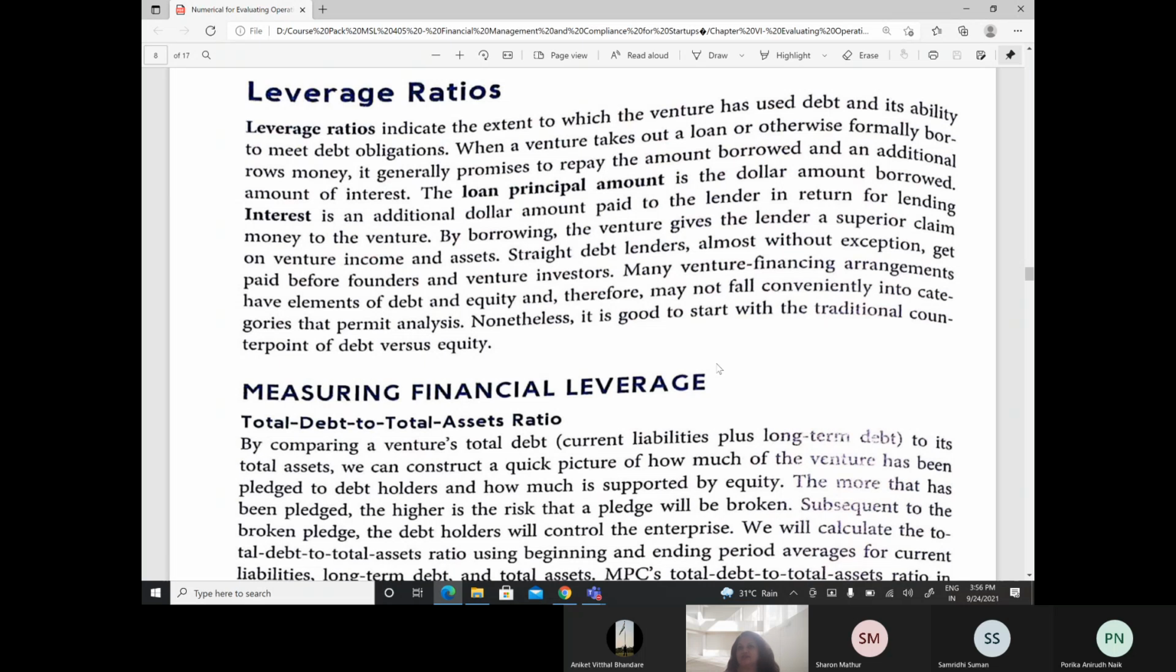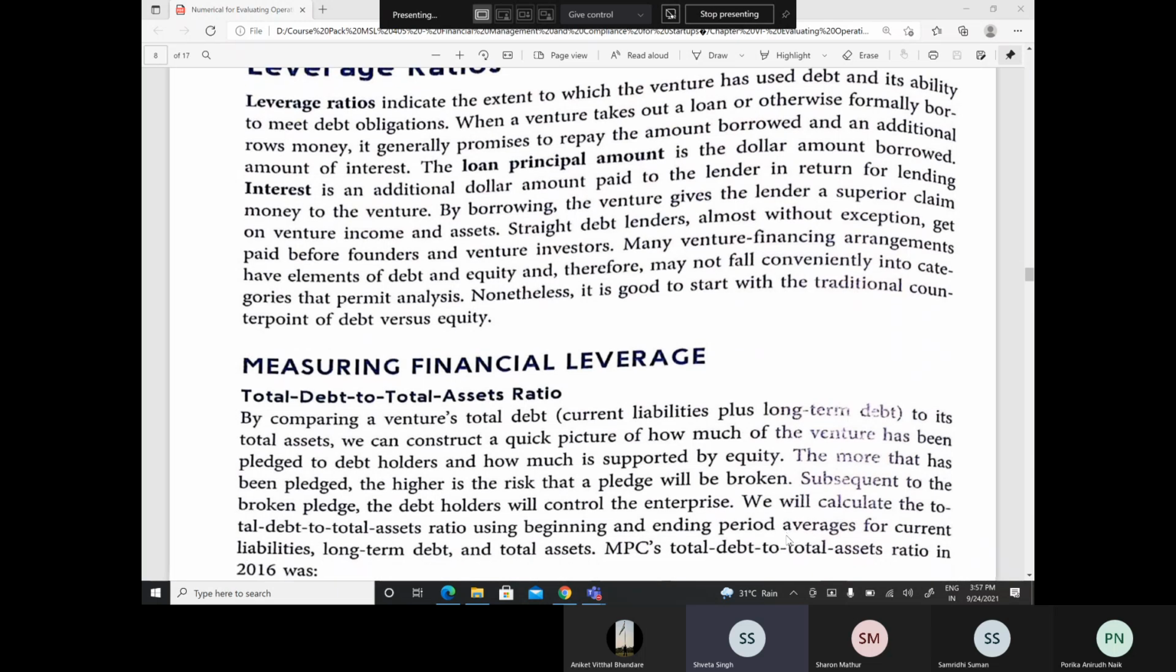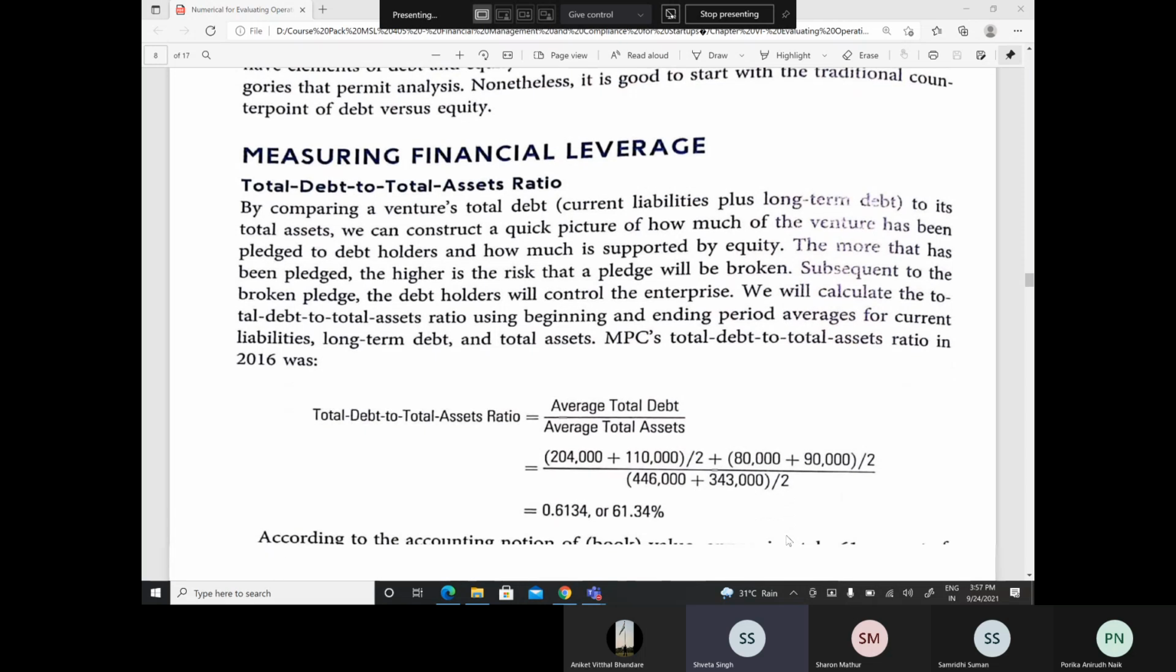So whereas liquidity ratios were helping you understand the short-term liquidity position of the company, the leverage ratios help you understand the long-term debt obligations, the long-term financial or solvency position of the company. And whenever a startup or any company goes to the bank for a loan, these are the ratios that bankers focus on when they're evaluating the company for a possible loan. So let us look at these ratios.